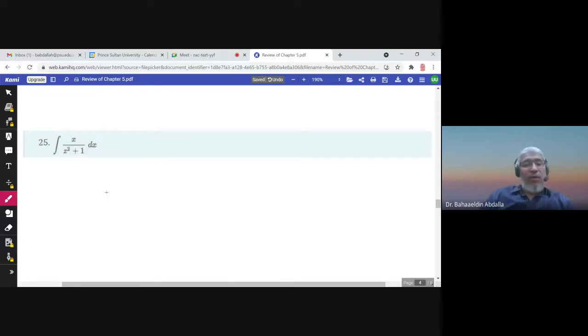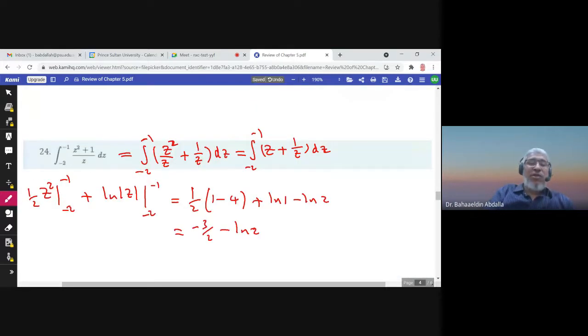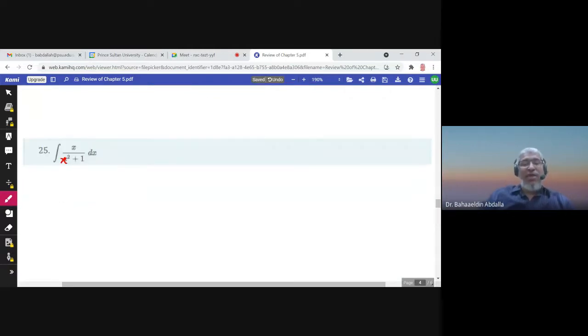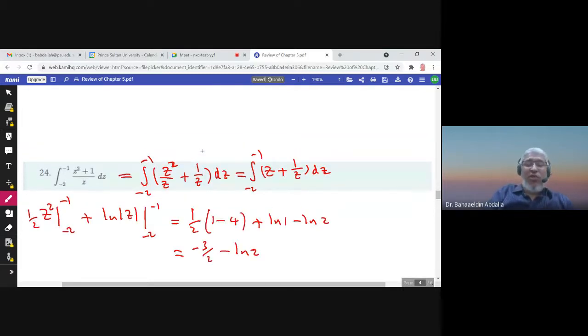Now, this should be x squared. This is a typo mistake. It should be x squared. And notice the difference between this function and this function. Here x squared plus 1 is in the denominator, so I will take it as u. But here z squared plus 1 is in the denominator, so it will not help to take it as u. I should do it like this.